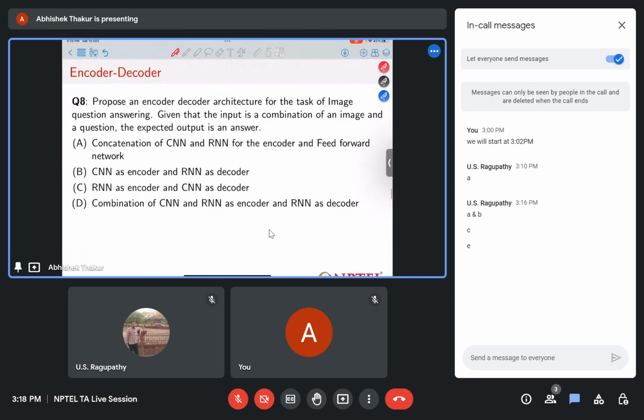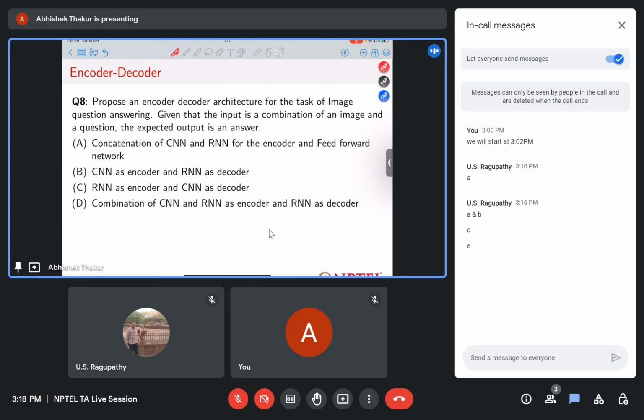Now moving on to question number 8, that is: propose an encoder-decoder architecture for the task of image question answering. Given that the input is a combination of an image and a question, the expected output is an answer. So in this, what is given is that the input is a combination of image and a question, and the expected output is the answer. So this is just the image question answering problem.